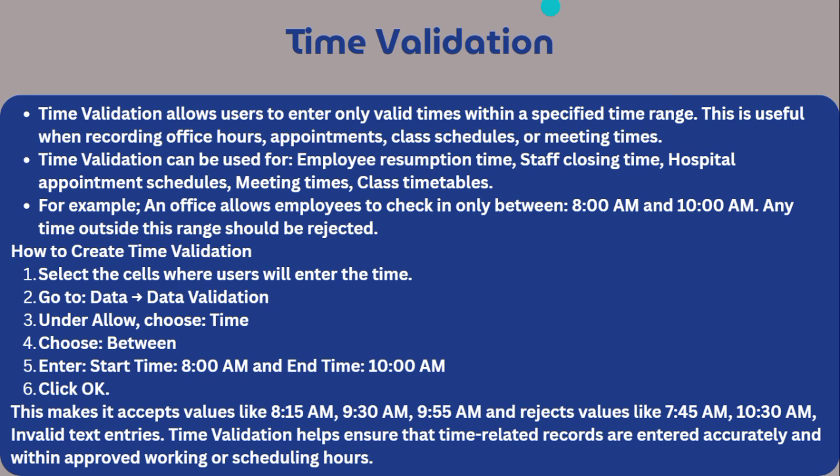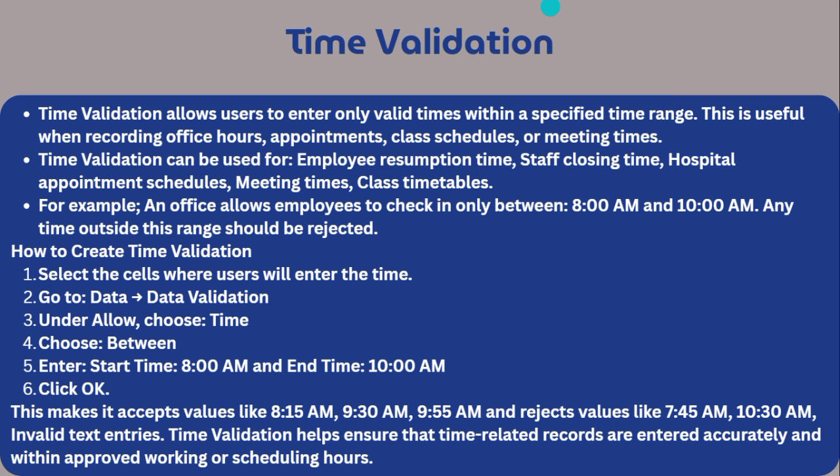The next one is time validation. Time validation allows users to enter only valid times within a specified time range. We don't know the time range, we don't know the recording hours. All we know is that time validation will allow users to enter a valid time that fits a specific range. Basically you can give it a range, for example the start time is 8 a.m. and the end time is 10 a.m. So what does it do? It means anytime within that range it can enter the value, but anything outside that range it doesn't accept the value.